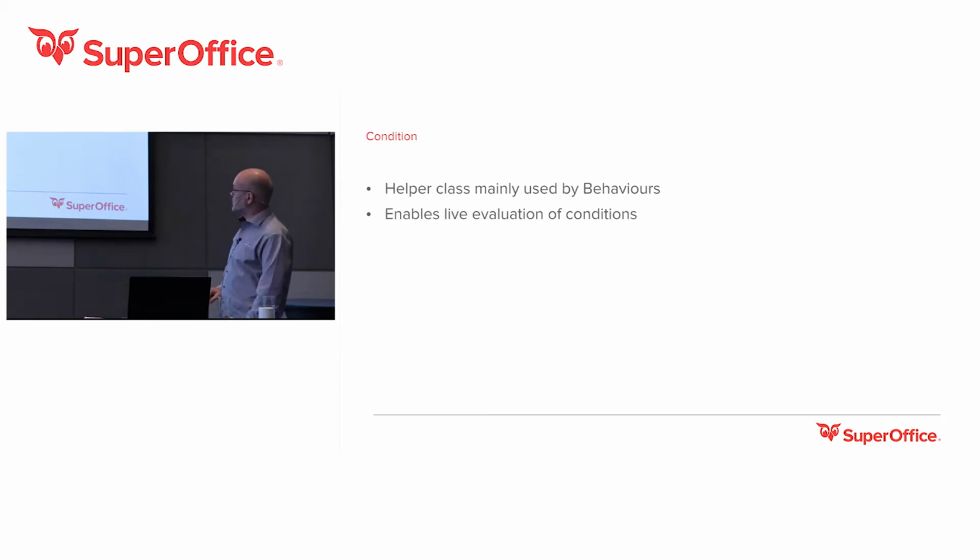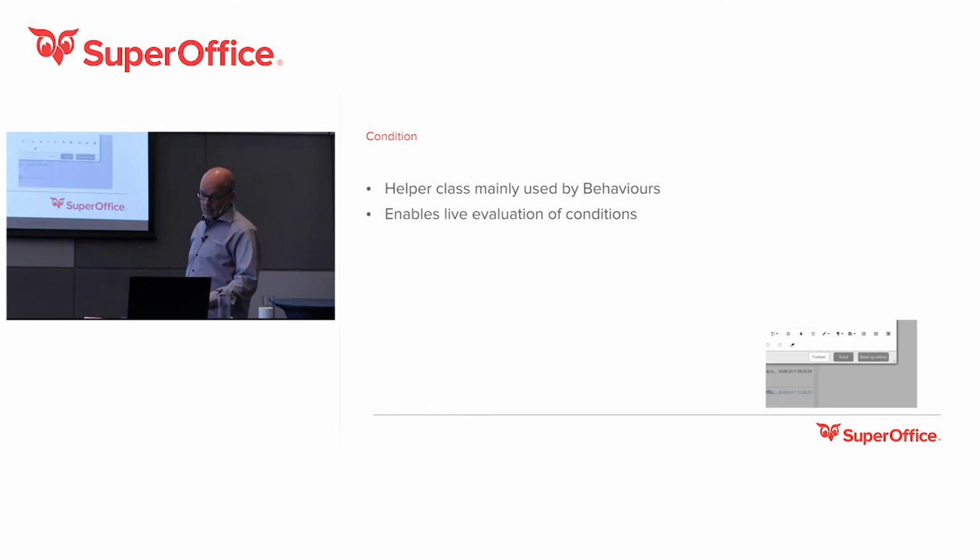So, as you saw, we have this condition thing that we used in behaviors. It's a separate class that can be used in other places than behaviors. It doesn't belong to behavior, but behavior uses it, and it enables live evaluation of conditions. It enables you to say this data value should be equal, or not empty, or empty, to this value and stuff like that.